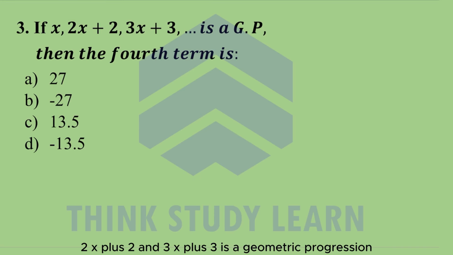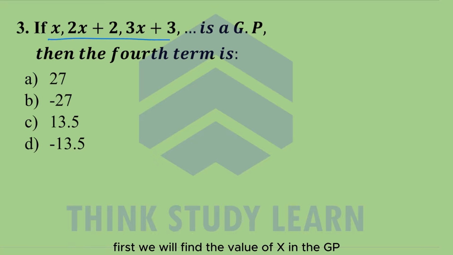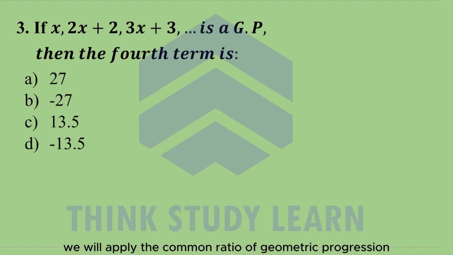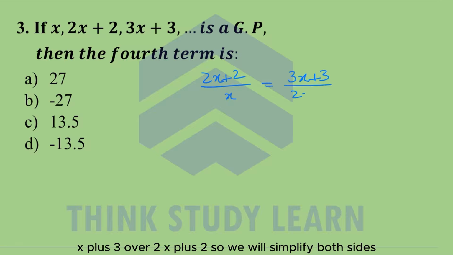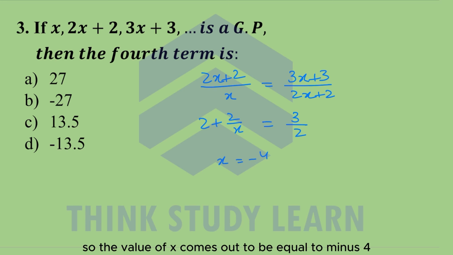If x, 2x plus 2 and 3x plus 3 is a geometric progression, then find out the fourth term. So to find the fourth term in the geometric progression, first we will find the value of x in the GP. To find it, we will apply the common ratio of the geometric progression, which will be 2x plus 2 over x is equal to 3x plus 3 over 2x plus 2. So we will simplify both sides. This will be 2 plus 2 by x, and that will be equal to 3 by 2. So the value of x comes out to be equal to minus 4.